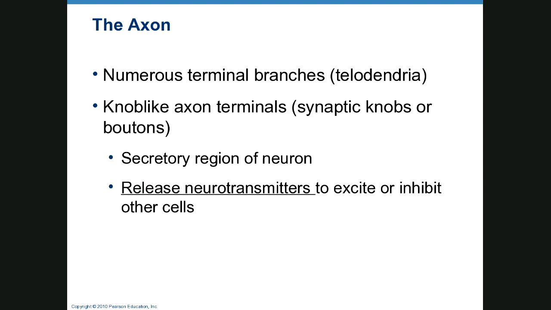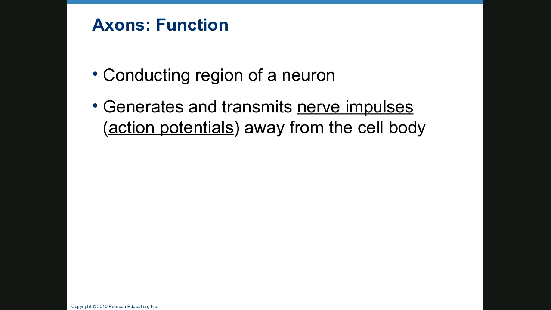They have, at the end of them, terminal branches, which are called telodendria, and then knob-like axon terminals. Some people call them synaptic knobs. Some people call them boutons. Bouton is French for button. This is where you have the secretory region where neurotransmitter is released. The function of an axon is to conduct and transmit nervous impulses, which are also called action potentials, away from the cell body out to the effector.